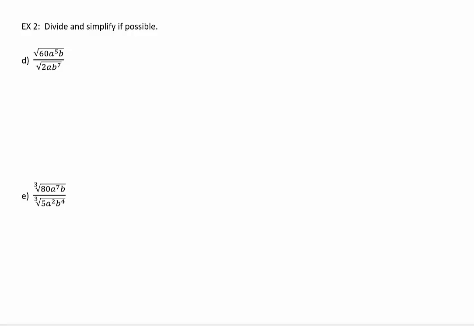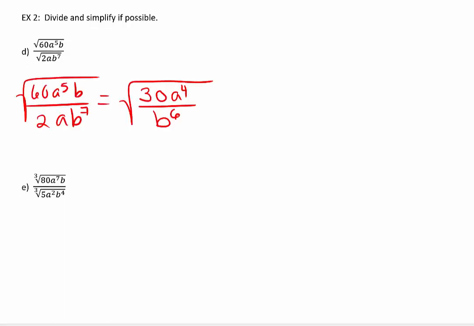If we want to divide two radicals, we can divide as we normally would, and then simplify. 60 divided by 2 is 30, a to the 5th divided by a is a to the 4th, and b divided by b to the 7th gives me a b to the 6th in the denominator. Now I'm going to try to simplify. I'm going to look for perfect squares.